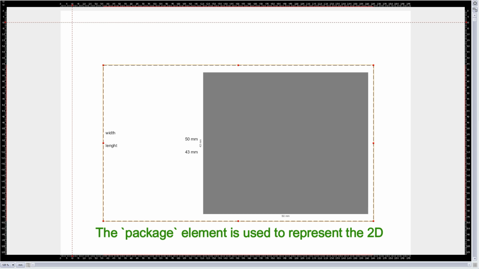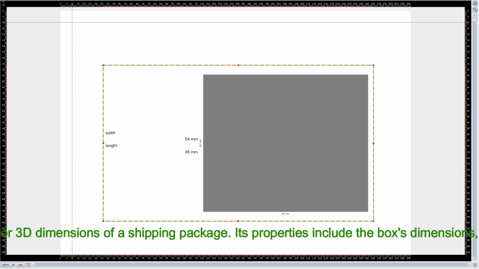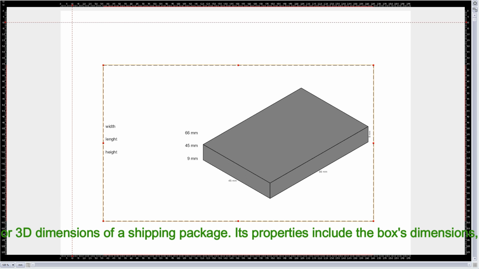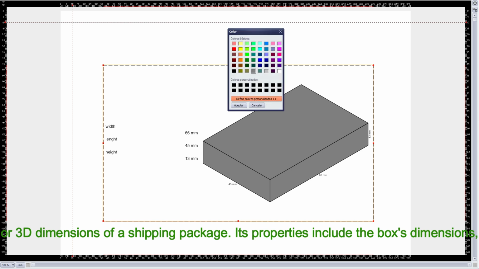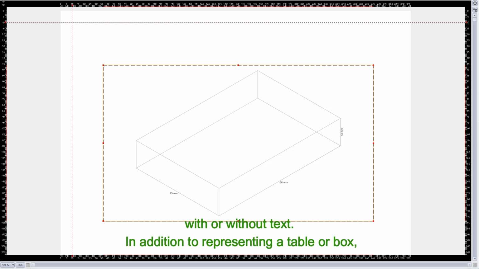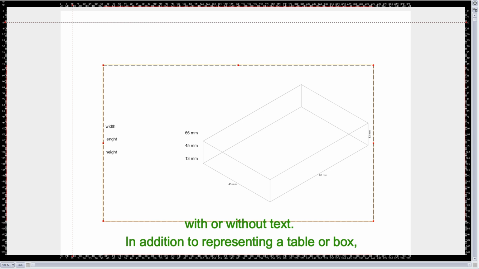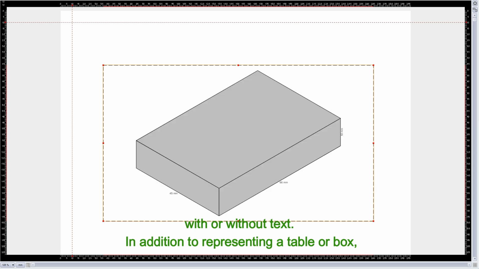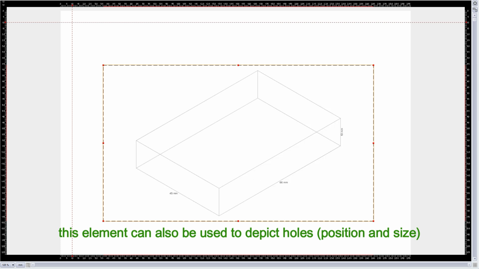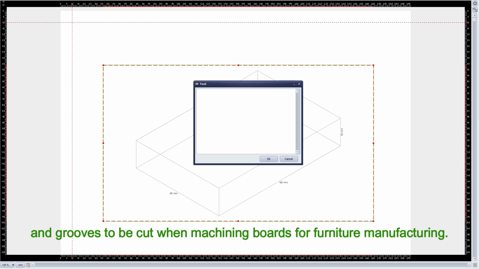The package element is used to represent the 2D or 3D dimensions of a shipping package. Its properties include the box's dimensions, color, font size, and several different display styles, with or without text. In addition to representing a table or box, this element can also be used to depict holes, position and size, and grooves to be cut when machining boards for furniture manufacturing.